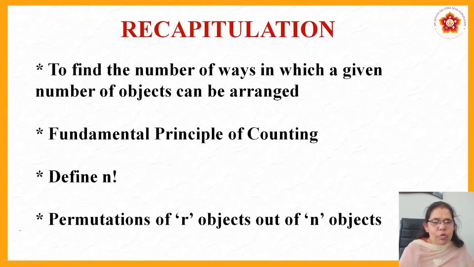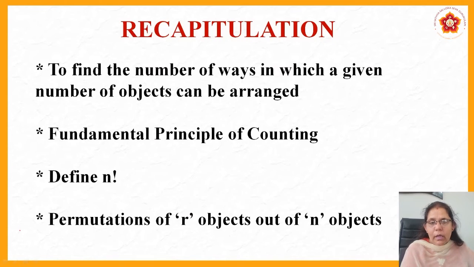Here we learned to find the number of ways in which a given number of objects can be arranged. That is the basic definition of permutation: arrangement of objects in a particular way. Then we discussed the fundamental principle of counting.